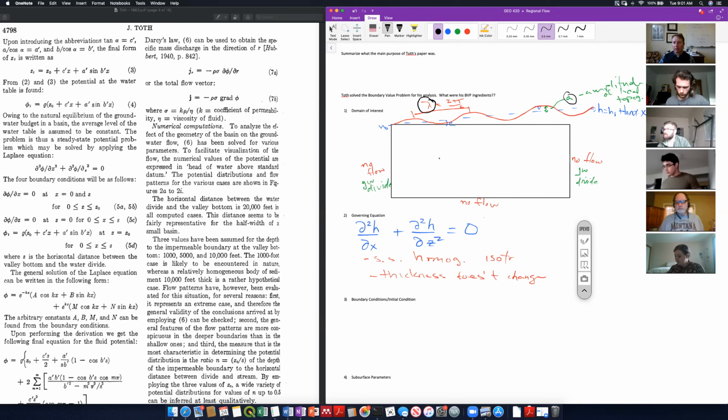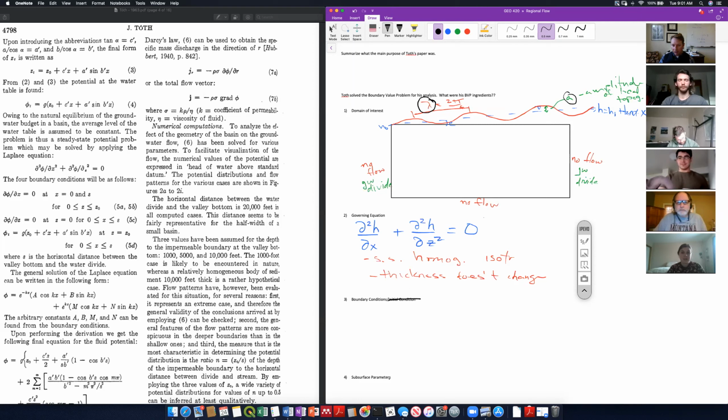All right, so let's talk about boundary and initial conditions. We talked about boundary conditions up there. What about initial conditions? Do initial conditions make sense for a steady state problem? No, they don't, because it stays at the same condition all the time. So we don't need to worry about initial conditions.